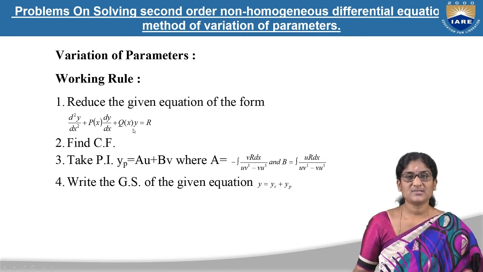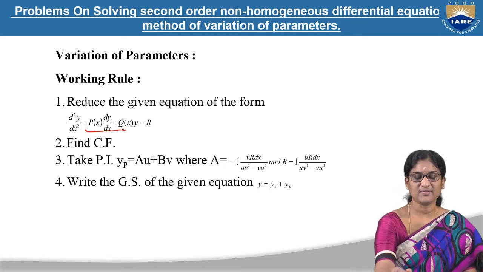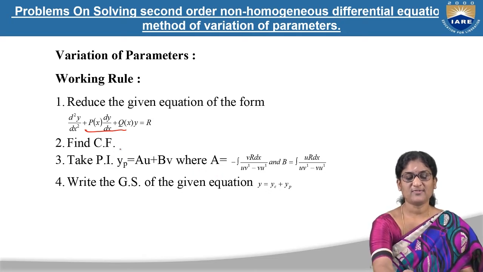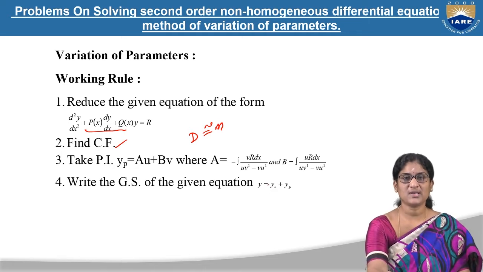Working rule. First, whatever differential equation we have, we have to reduce it to standard form. That is, reducing the given equation to standard form, we have d square y by dx square plus p of x into dy by dx plus q of x into y is equal to r. Now, as usual, we have to find the complementary function by replacing D with m, so that we can solve the auxiliary equation and frame the complementary function.